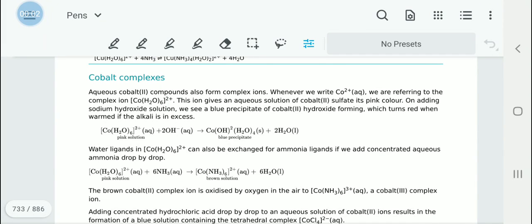Chemistry chapter 24, theory video 7. We are going to look at the ligand exchange in a cobalt complex.